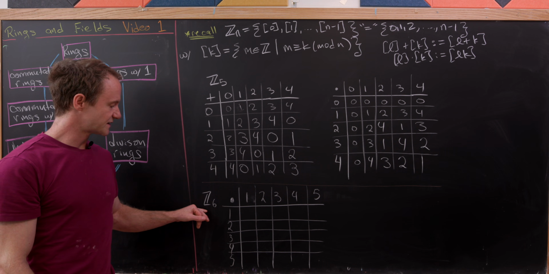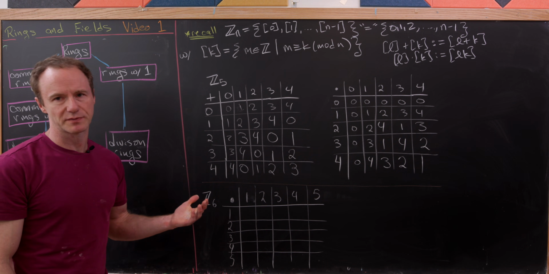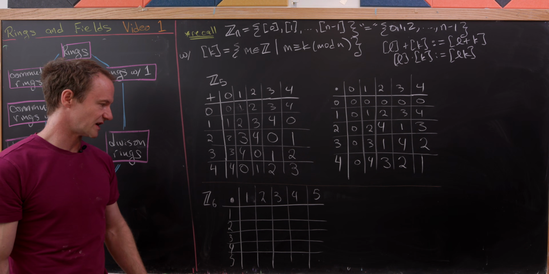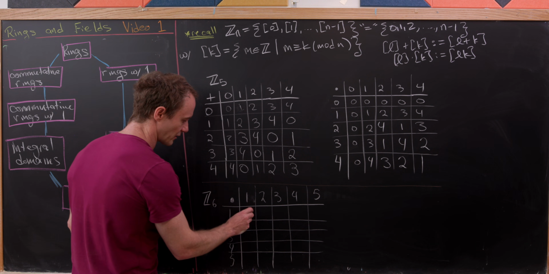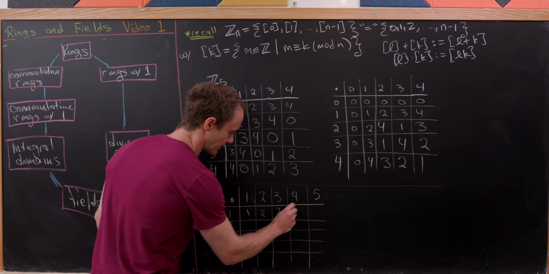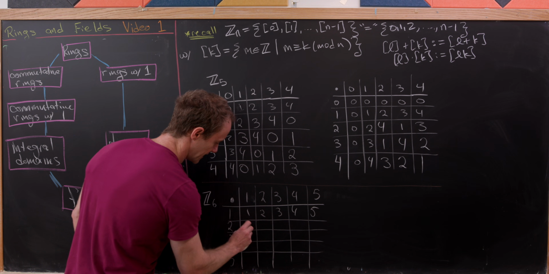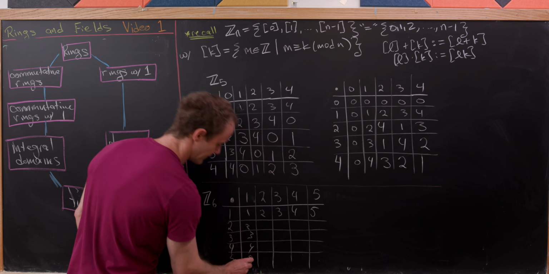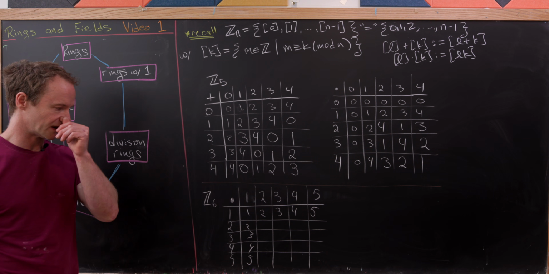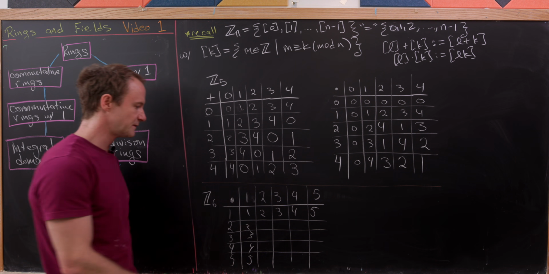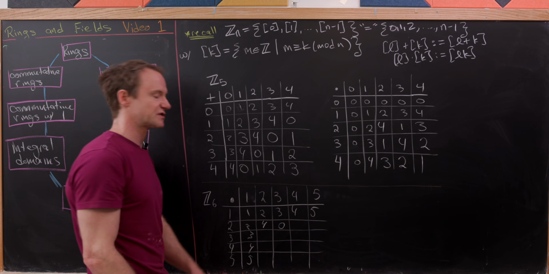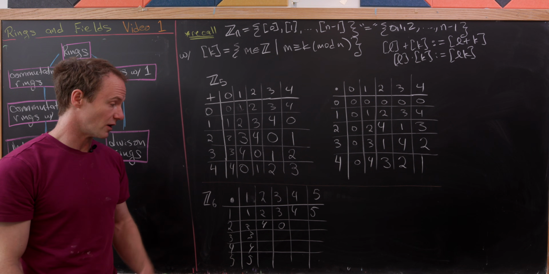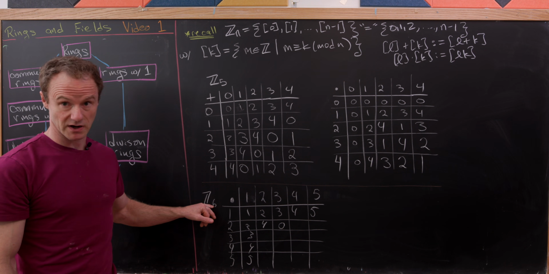Okay, so now let's go down to Z6. We'll just do a multiplication table here. I'll let you do the addition table if you want to. I've also left off the 0. So here we're going to have 1, 2, 3, 4, 5, and 2, 3, 4, 5 because 1 is the multiplicative identity. Now let's do 2. So 2 times 2 is 4. 2 times 3 is 6, but let's observe that 6 is 0 mod 6, right?